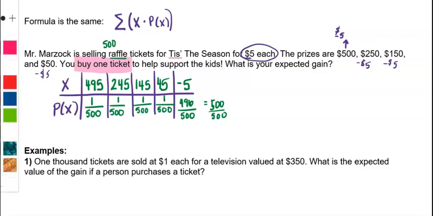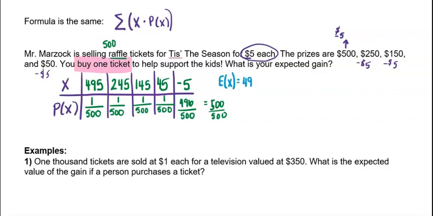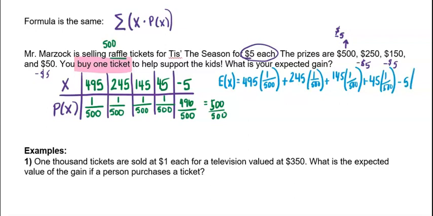So let's set up what that would look like if you're doing this by hand. I'll choose a different color here. I'll use blue. You're still taking each x value, so I have the 495, and for expected value, we use E sub x. So our expected gain, our expected value: 495 times 1 over 500, plus 245 times 1 over 500. And we're going to continue to do this down the line. So 145, 1 over 500. And then our last one, we can just do minus 5, and then you have 495 out of 500. So like I said, you can conduct this by hand.